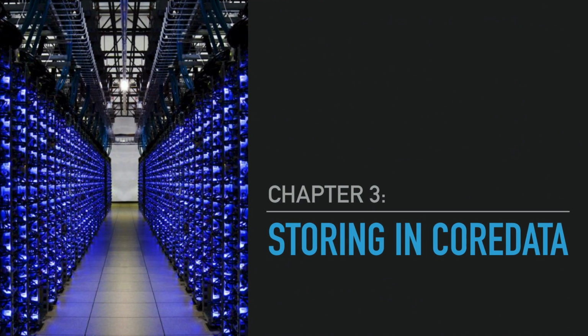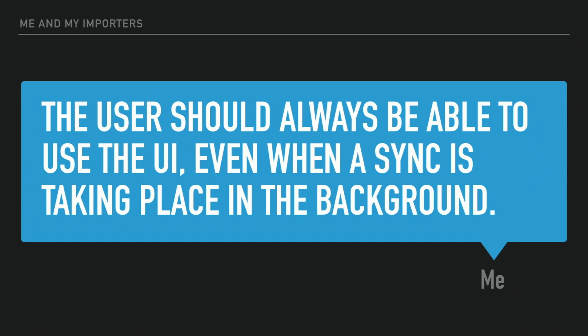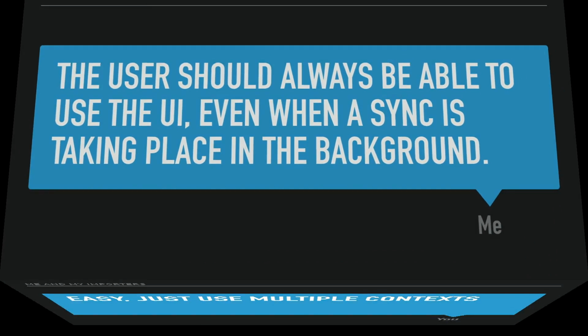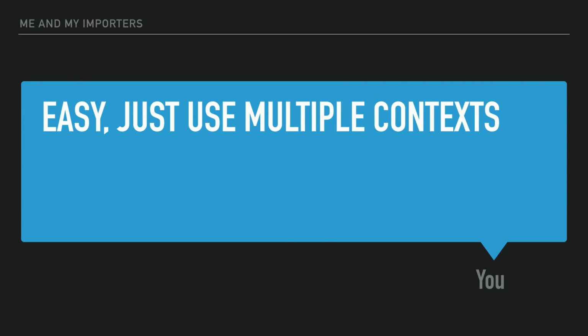So, on to the last problem, storing it in CoreData. Now, I said the user shouldn't really notice that we're doing a sync. It should just happen, it should be smooth, and the UI should never freeze. So you might say, well, if you're familiar with CoreData, easy. Use multiple contexts. One for the UI on the main thread, one in the background for the background thread, done, right?